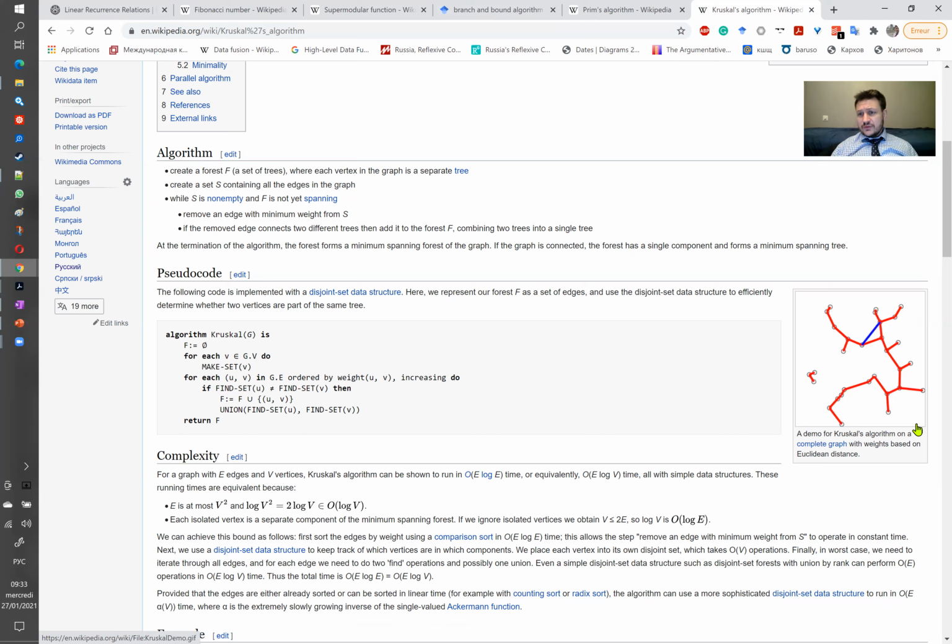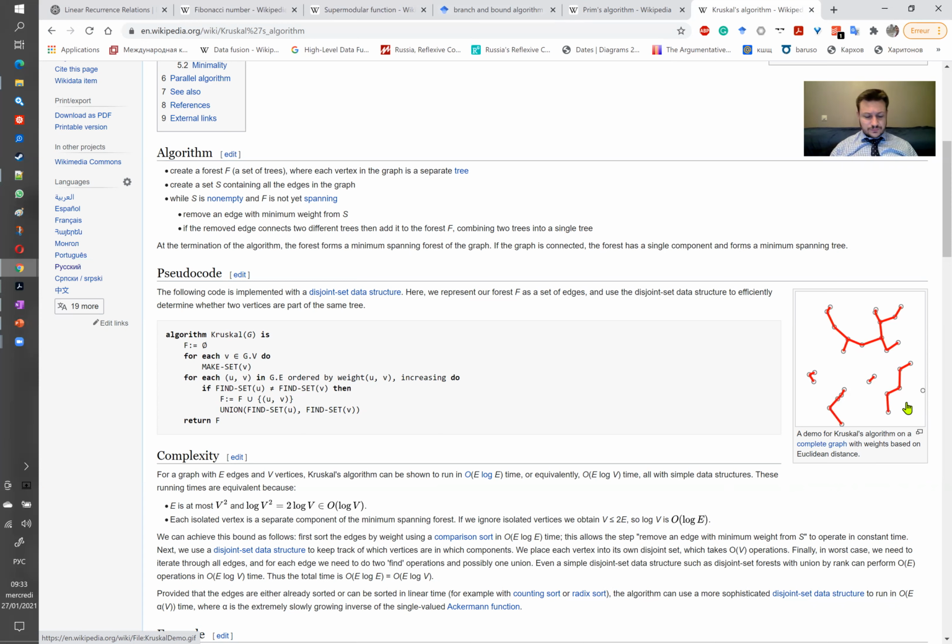So the algorithm is just we look at the edges and find the shortest one, and we add it to our future tree, and then another one, and so on. But we cannot add the edge if it creates a cycle. So as you can see, some edges are not connected here because they create a cycle.